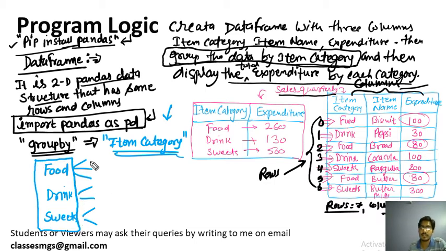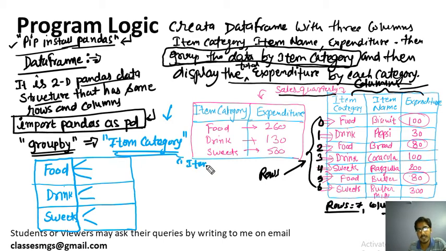So these 3 groups will be created when you do group by on the item category. You can get each group individually, but we will not go into that much detail because otherwise this will be a theory class. So food category, drink category and sweet category, if you do the group by using the column item category. Now let's suppose I want to do the group by using the column item name.